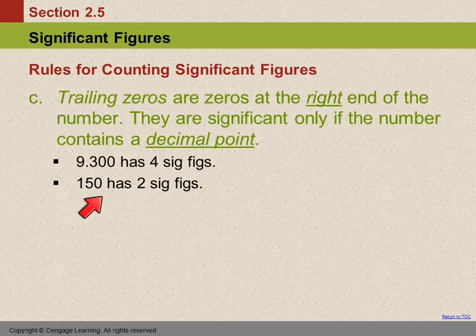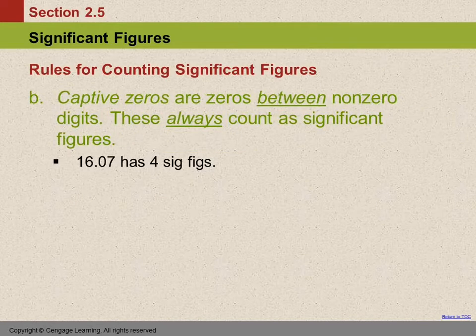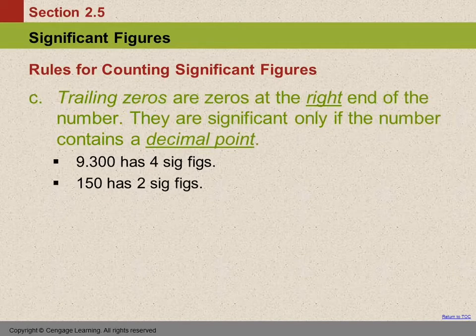The number 150 also has a trailing zero. There's no decimal point, though. We understand where the decimal point would be, but it's not actually showing. If there's no decimal point showing, we're going to say that those zeros are not significant. Really, this number is ambiguous. It's not clear if that 0 is significant or not, so we're going to assume the worst and say that it's not significant. 150.